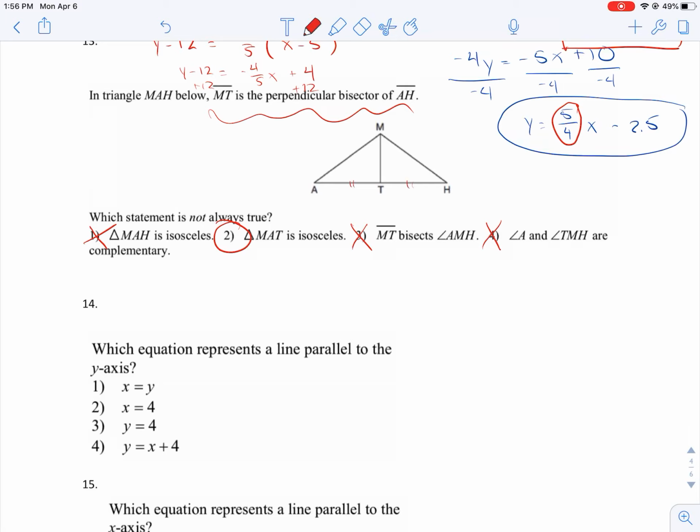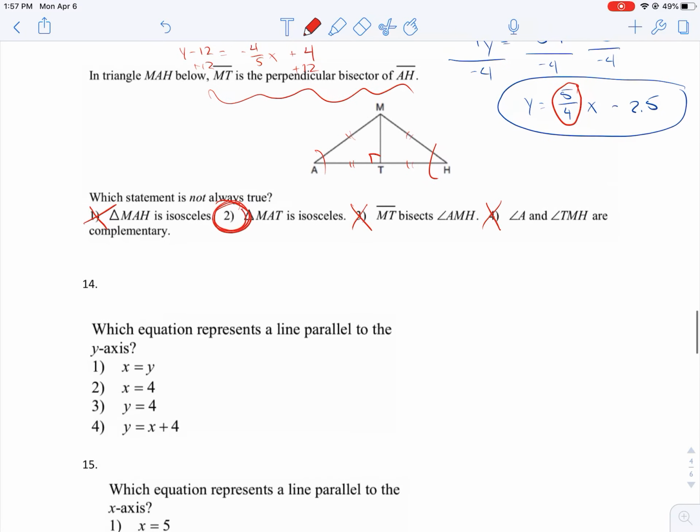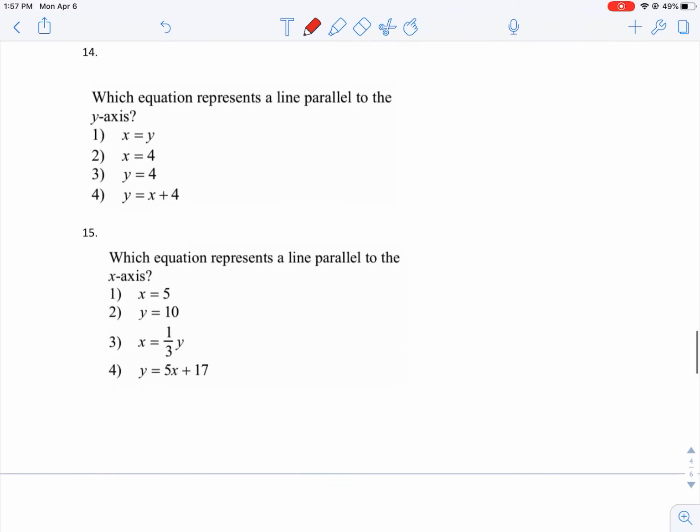All it mentions is that MT is the perpendicular bisector of AH. So what that does is that helps us conclude that this has to be an isosceles triangle. Because if it's the perpendicular bisector, that means that side and that side are equal, which means that this had to have been an isosceles triangle. So the only one that's not true is MAT is isosceles, because this height isn't always necessarily the same as these two sides right here.